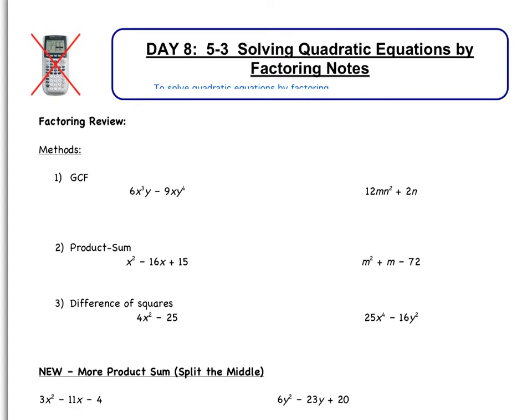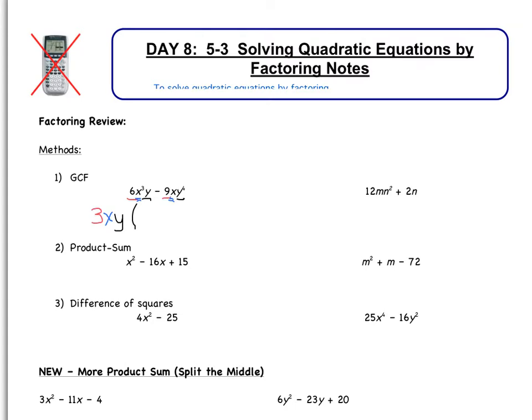First, a review of the first three methods that we did before the chapter. First we did GCF. Looking at the first example, I need to look, what number goes into both 6 and 9? The biggest number is a 3. I then have x cubed and x. I always have to take out the lowest term, so I'm going to take out an x. And then I have y and y to the fourth. The lowest term is y. So I'm going to factor out a 3xy, that's the GCF.